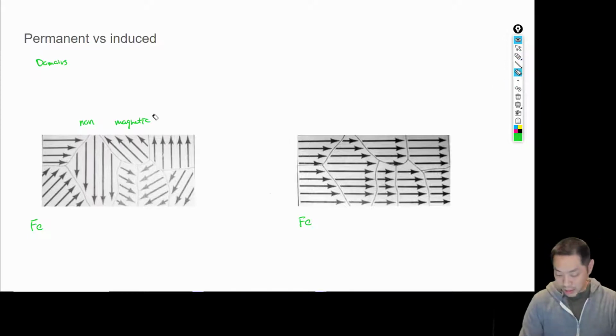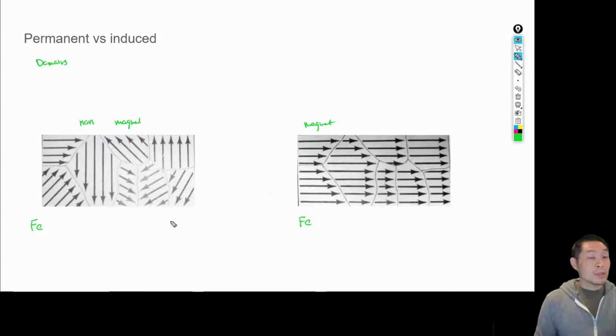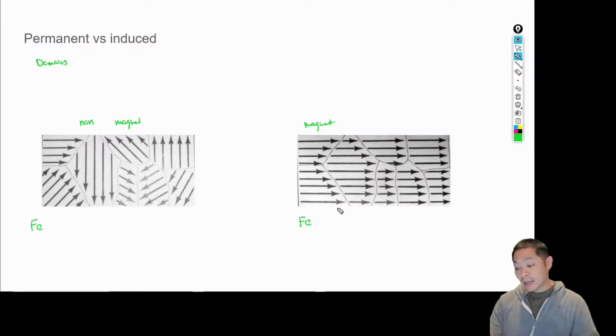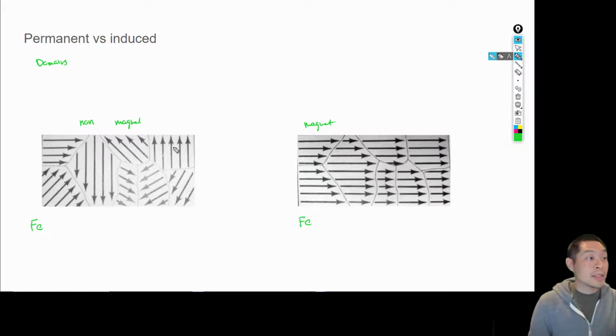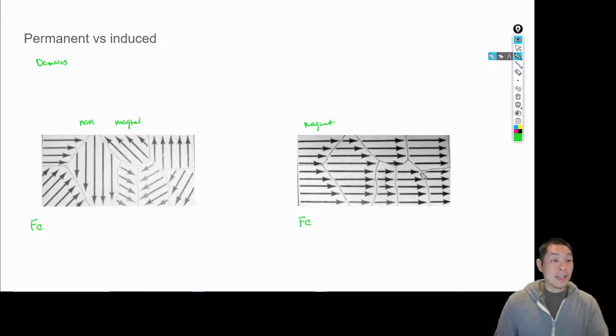Oops, non-magnet, just not magnetic. And then this one, this is a magnet. They're both iron, so you could have iron that's non-magnetic, and you could also have iron that is magnetic. And the difference between the two is just the orientation of the domains. Here they're all random, so they kind of cancel each other out. Here they're not random, and they're all kind of facing the same direction.